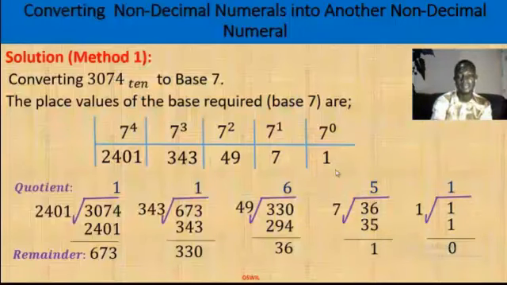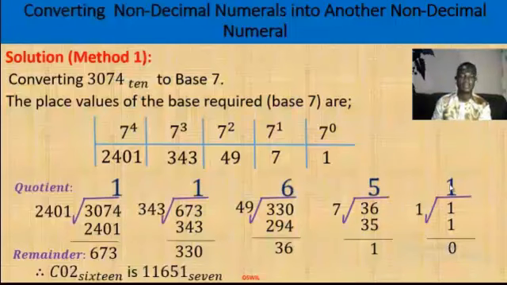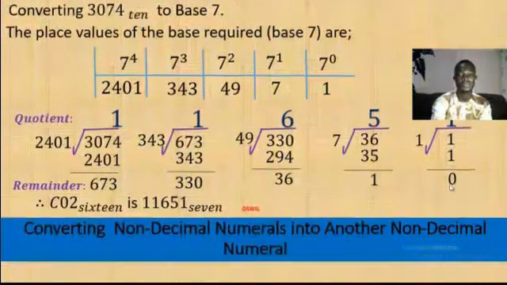And when we are done, from left to right, we write the quotients as our answer to the question. So we get 1, 1, 6, 5, 1 as our answer. Therefore, C02 base 16 is 11651 in base 7. Those who wish to consider the second method, we move on to that.